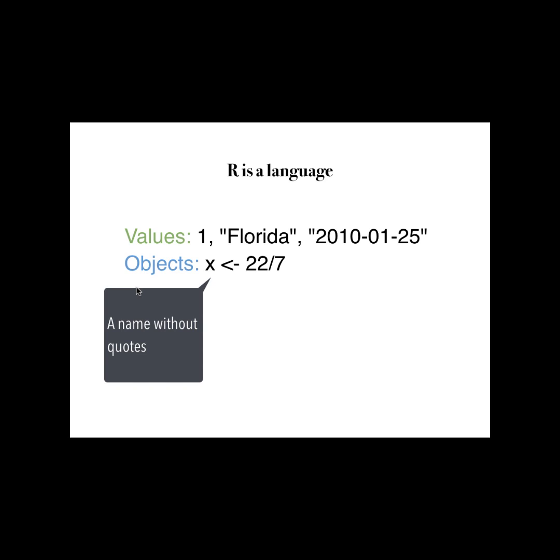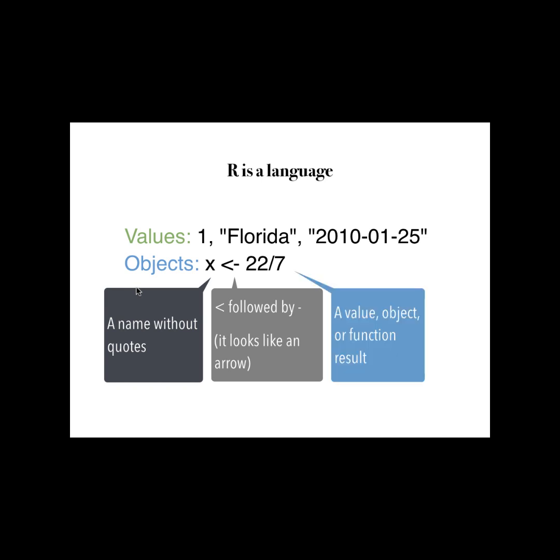So an object here is a name without quotes, followed by something that looks a little bit like an arrow. And then what you can do is you can basically store anything inside of an object. All right, so an object is really just a container. It's an empty container, and it can store a lot of different types of things. It can store values, but it also can store some other things, and we'll get into that. Right, so value, object, function, result, etc.